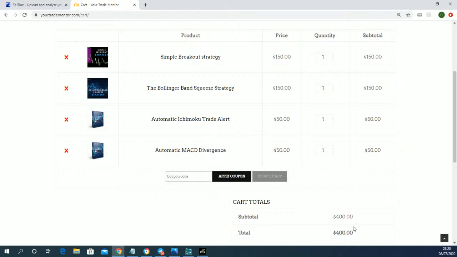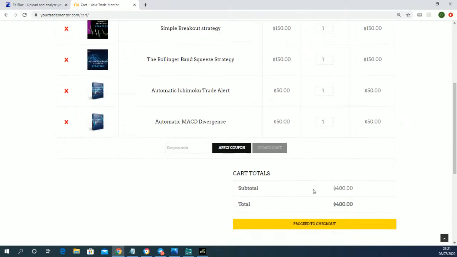Nil. What is 0 in your language? Oh, zero, nada. It becomes zero. Then make sure you apply the code, and then you say proceed to checkout. So you proceed to checkout, you pay nothing. Okay, that is how it works.